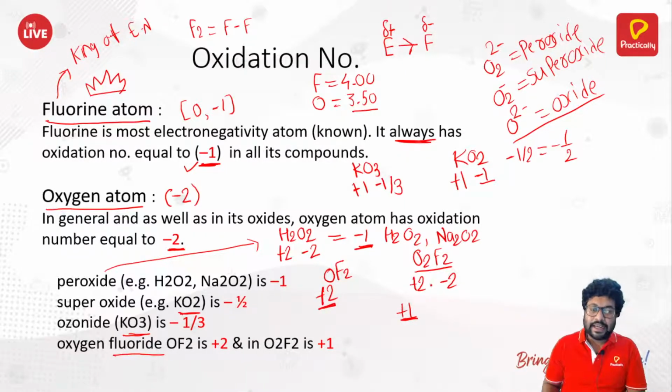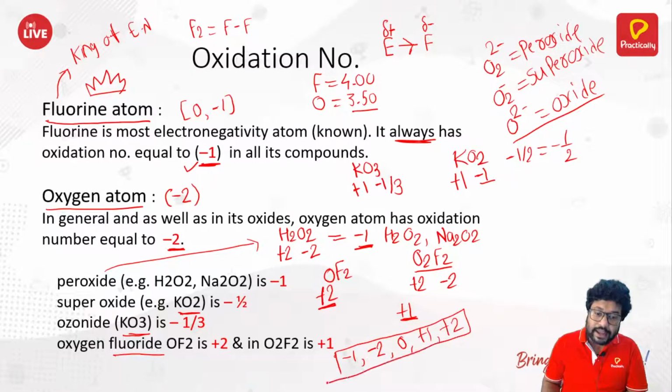So basically, your oxygen shows -1, -2, 0, then +1, +2. If you're not talking about a fractional oxidation state, these are all the oxidation states shown by the oxygen. Okay, that is how the oxidation numbers are for oxygen and fluorine atom.